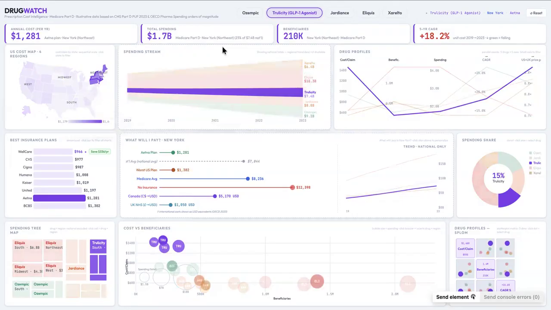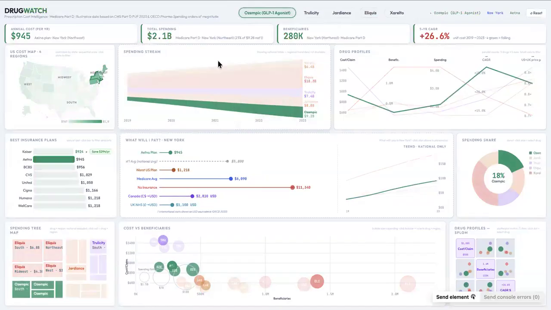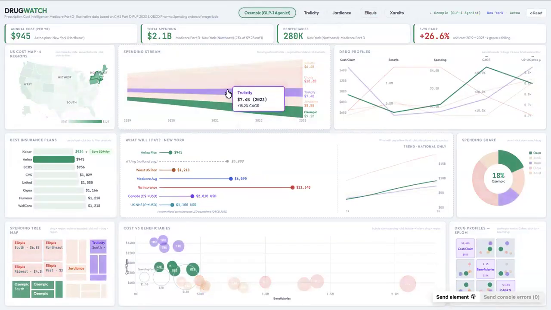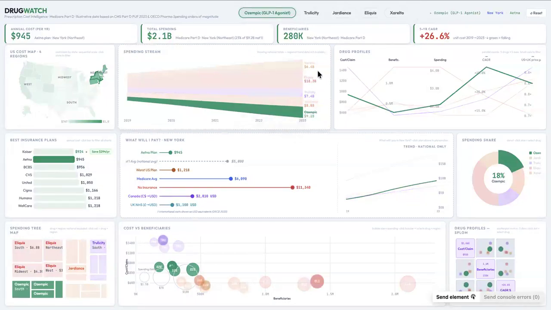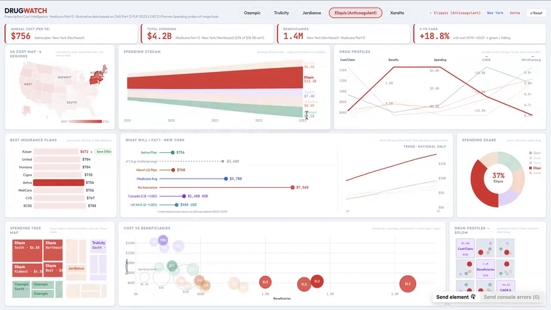This is the spending stream over the years 2019 to 2023. The width of each stream represents the spending magnitude. You can click on any stream and see the flow of it. Ozempic is showing the most dramatic increase, due to its rising popularity for diabetes and weight management. These are used for that.